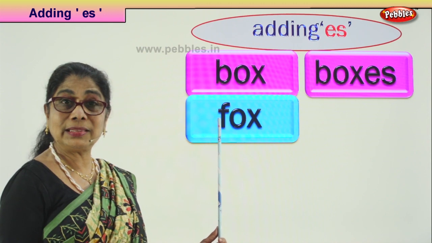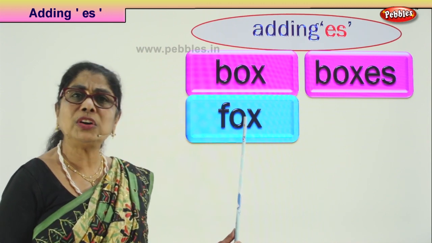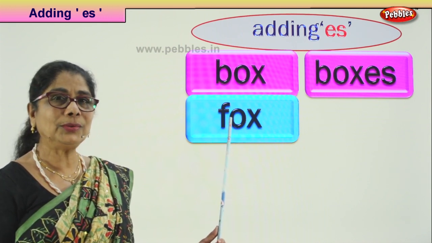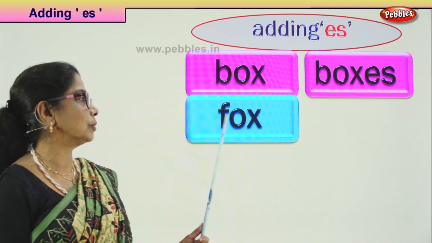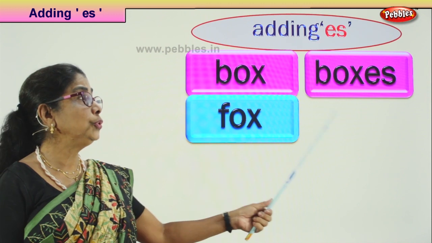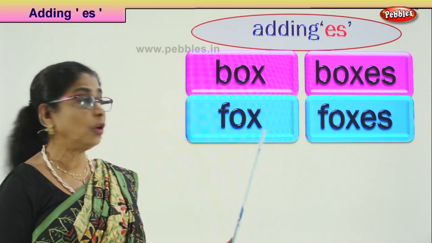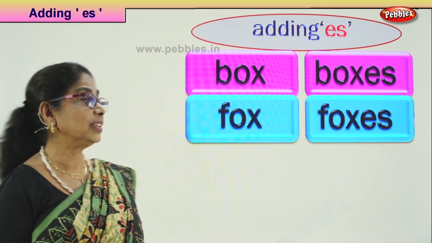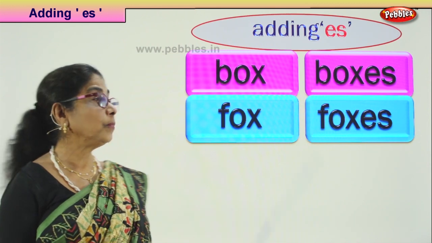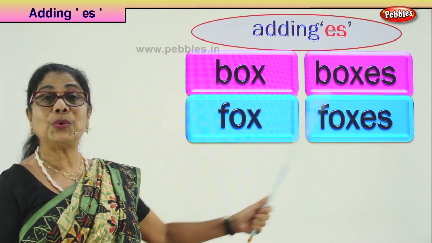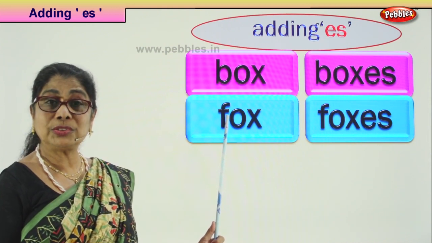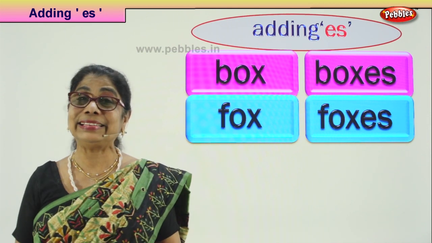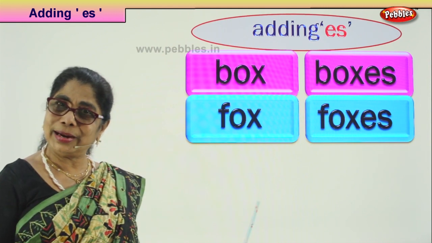Good. What is this? Fox. What is fox? The wild animal in the forest. One fox. You know the story of the fox and the grapes? Yes, that fox. One fox. To form the plural of fox: two foxes, or many foxes, or several foxes. Fox, foxes. So one fox, more than one fox. To form the plural, we add es to the singular. Good. Let's take another word, shall we?